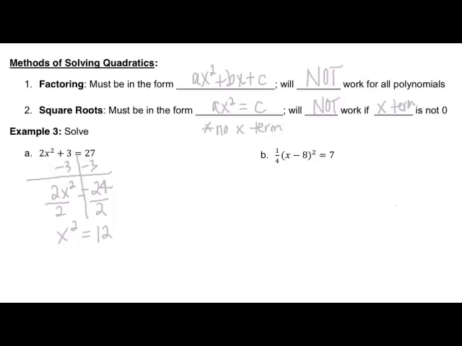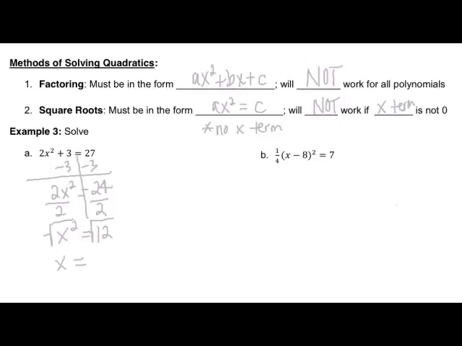Now if you remember from Algebra 1, and if not, the inverse of a square is to take the square root. So to get rid of a square, we square root it. So we want to square root x squared. Whatever we do on one side of the equation, we also have to do on the other side. So we also have to take the square root of 12. So this will give us x equals.